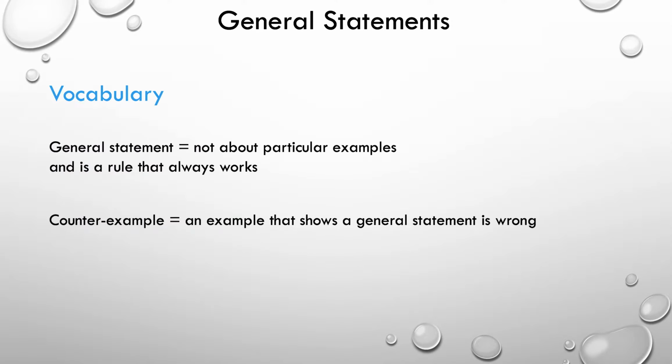Vocabulary. A general statement is not about particular examples and is a rule that always works. And then a counterexample is an example that shows a general statement is wrong. When you're proving it to be false, you just need one counterexample, and for a general statement, you need three or more to prove it's true.